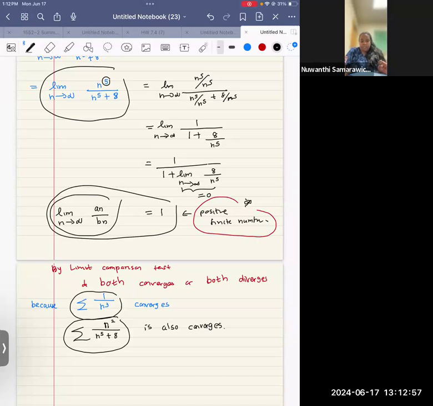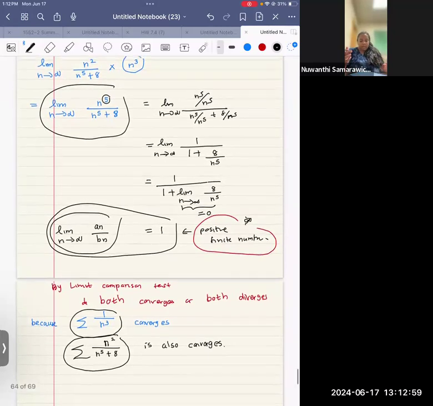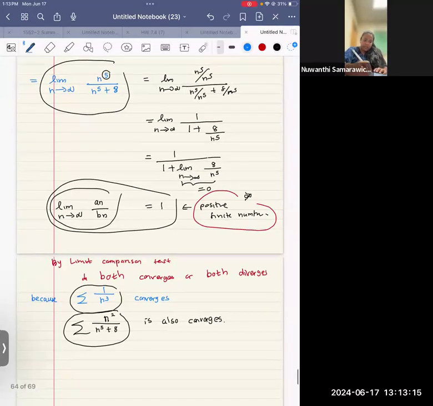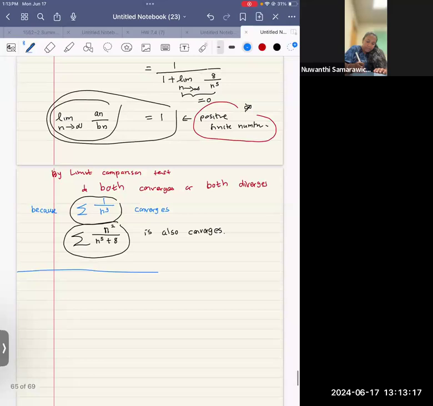Because this is the first example, you might get confused, but you will be fine after doing some other examples. Okay, are you all okay, everyone? We'll do another example. This second example.